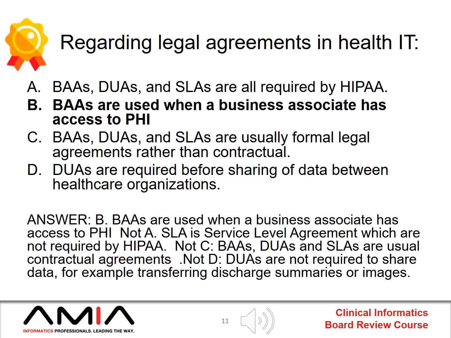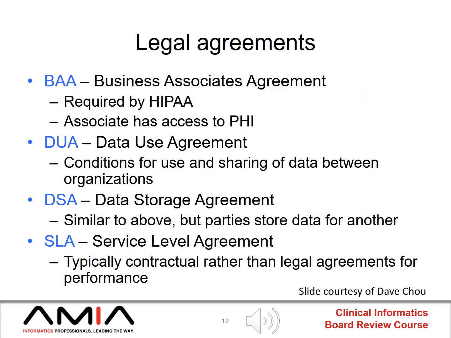And the answer is B. BAAs, business associate agreements, are used when a business associate has access to PHI. So this is something that you will see written about in HIPAA itself. The answer is not A, because a service level agreement is not required by HIPAA. It's not C, because BAAs, DUAs, and SLAs are usually contractual agreements, rather than formal legal agreements. And not D, because DUAs are not required to share information such as discharge summaries or images, which are needed for clinical care.